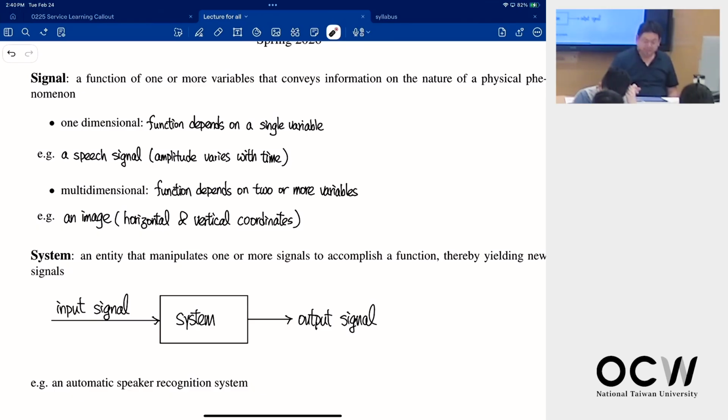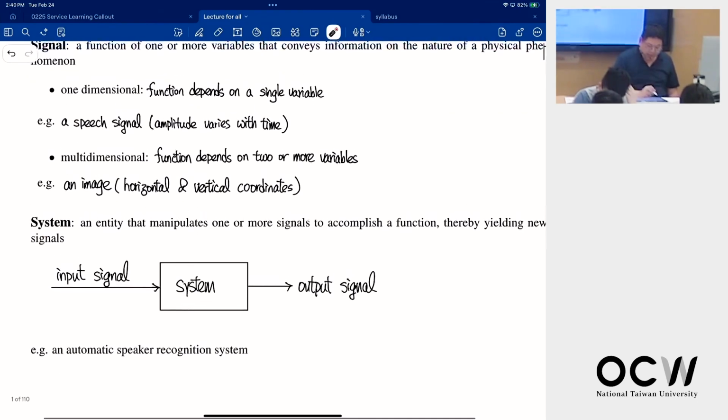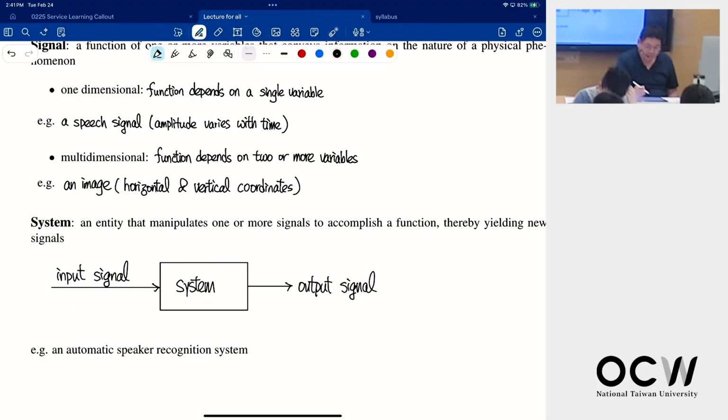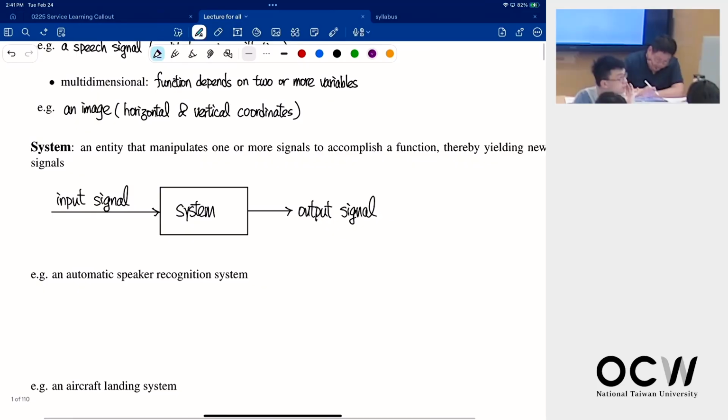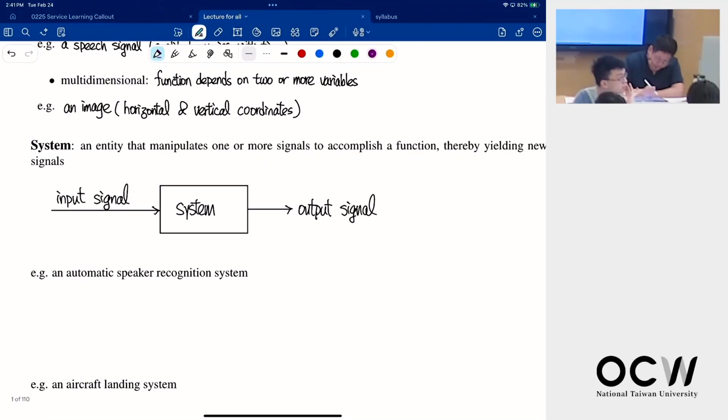For example, if we have a system called an automatic speaker recognition system, then what could be the input? Because it is a speaker recognition system, the input could be sound like a speech, a voice, right? So here we can have a speech. That is voice.